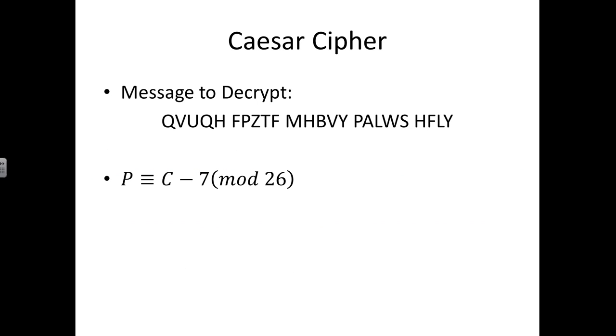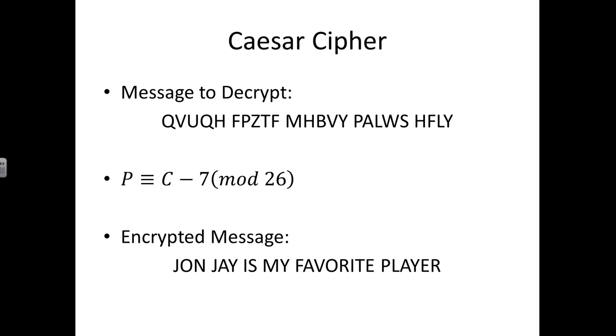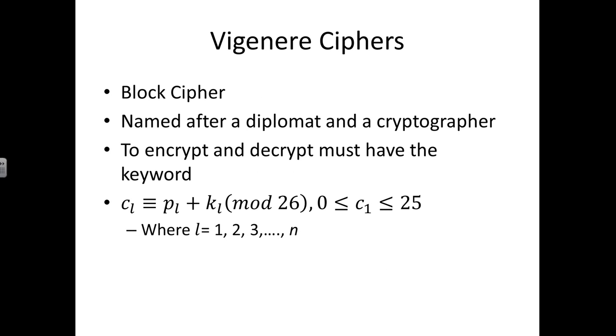As we stated, to decrypt the message, it's the inverse, so we are going to use the following equation: P is congruent to C minus 7 modulo 26. When I go through and do that, I have Q, which is 16. 16 minus 7 is 9. So now my plain text character is J, which we know is true because then we get back to this statement.